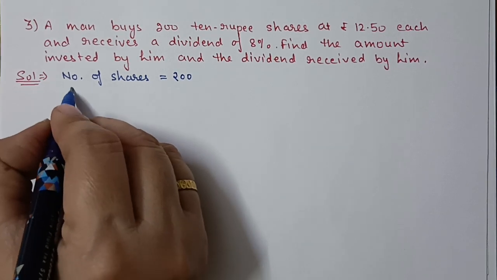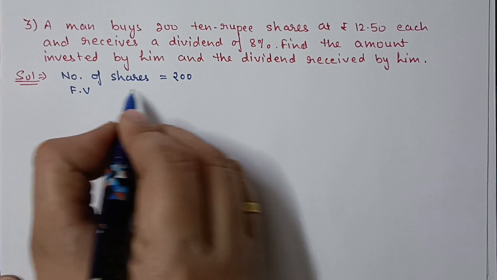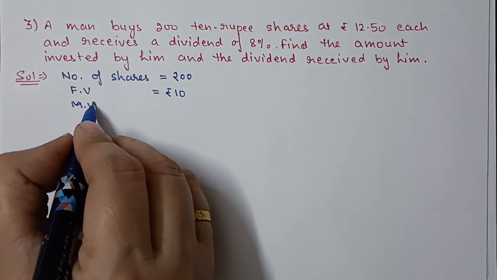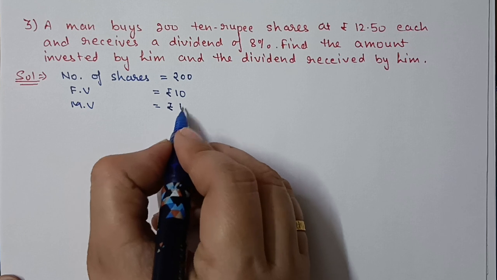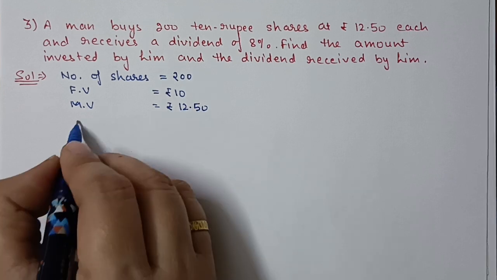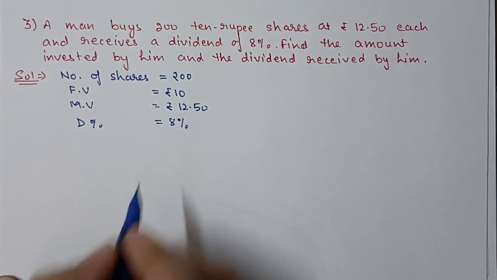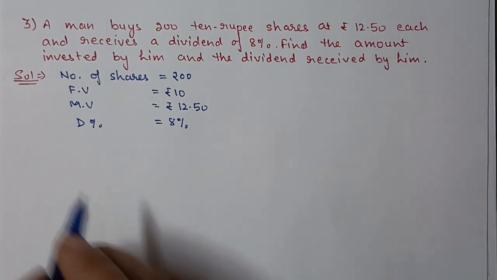Then face value is given 10 rupees and market value is given 12 rupees 50 paise. Dividend percentage is given 8%. First thing we have to find out the amount invested.